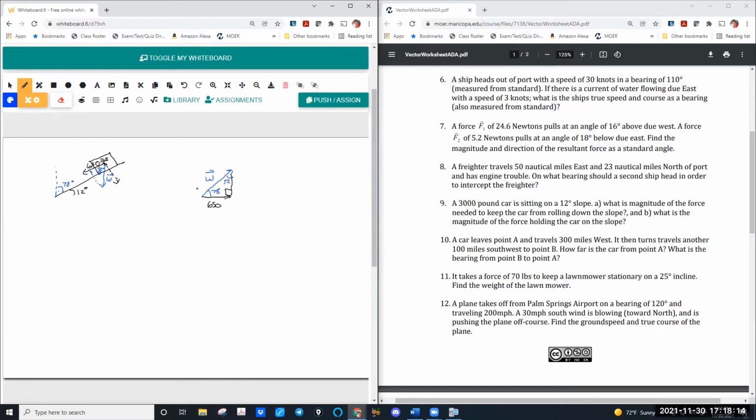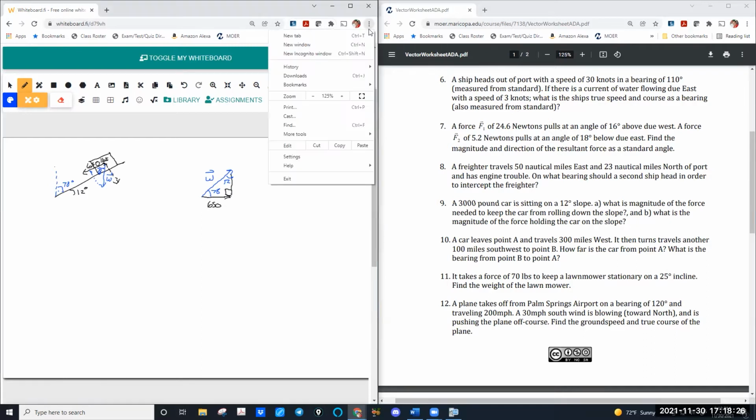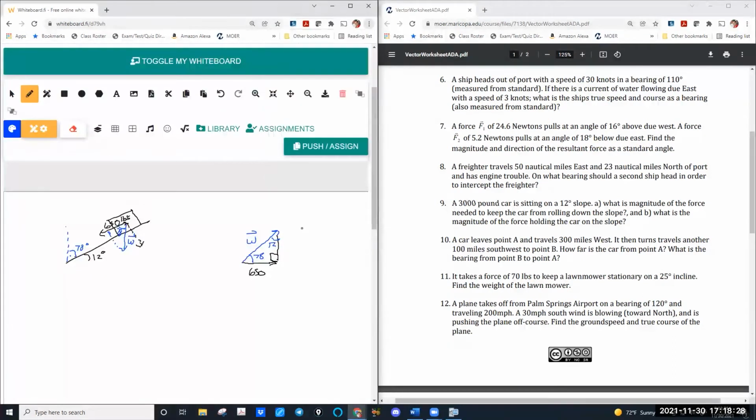Sorry if I'm making this more confusing. Let me know if you have questions. My writing's kind of small as well, so let's zoom in on this, if I can keep this stuff from coming up. There.